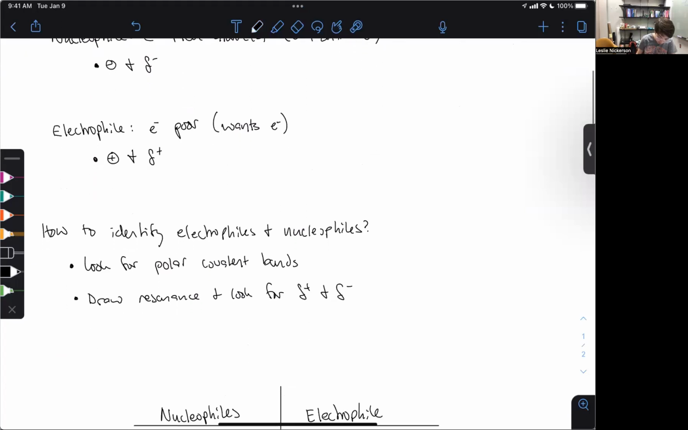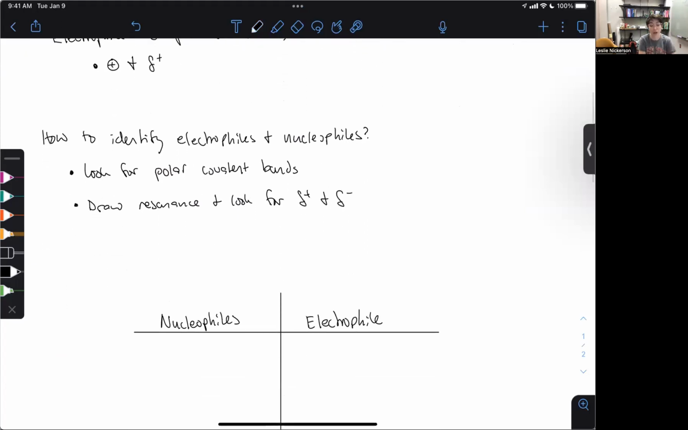How we go about identifying electrophiles and nucleophiles is we want to be looking for polar covalent bonds. Remember back at the beginning of the semester, we brought in polar covalent bonds and said this atom is more electronegative, this one is less. Who's going to be holding the electron density? That's going to really help you identify nucleophiles and electrophiles. Resonance is also going to be a very good friend here. We're looking for delta minus and delta plus, which also tells us where electron density tends to sit in a molecule.